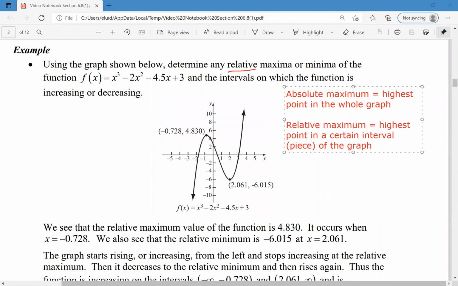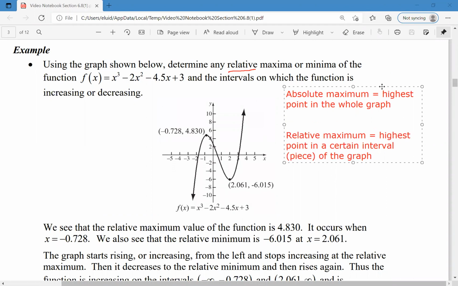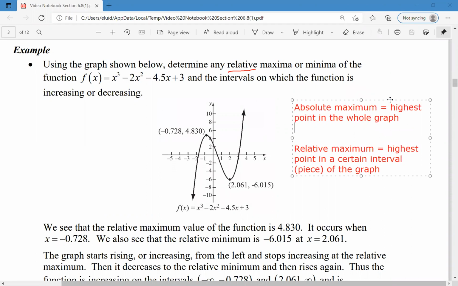So for example, if you climb a high mountain, you might not have climbed the highest mountain in the world, but maybe you climbed the highest mountain in your town or in the neighborhood or whatever. It's high relative to the close area of where you are, but you're not on the highest mountain in the whole world.